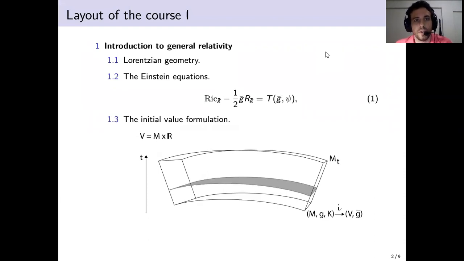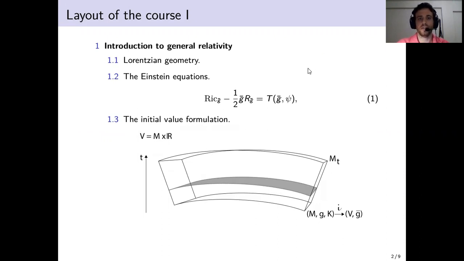The layout I'm going to show you next is going to be a close version to the written version of the course. And the first chapter is going to be an introduction to general relativity intended to bring everyone to the same place for the following chapters. The first section is going to introduce some rudiments concerning Lorentzian geometry.